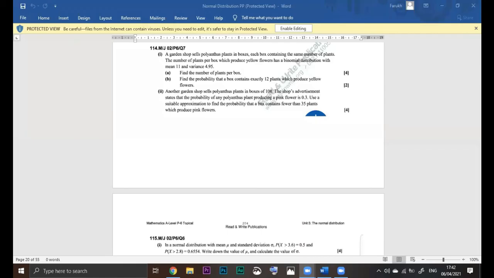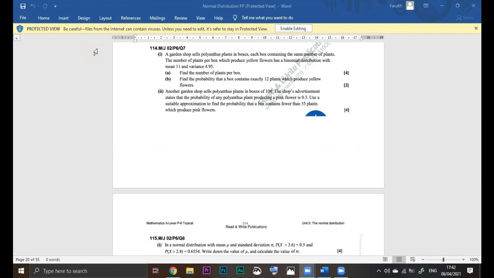Can you see this file? This word file, questions on the screen. We will try to understand this further with the help of questions from the past papers.